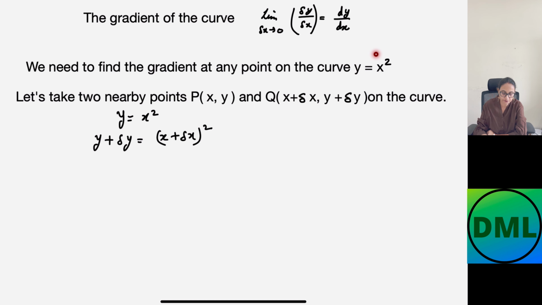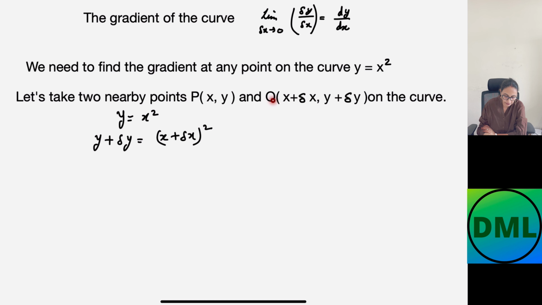That means I need to differentiate this curve and get the answer done. Let's take two nearby points P (x, y) and Q (x plus delta x, y plus delta y) on the curve. There are two points close to each other. Our curve is y is equal to x square.